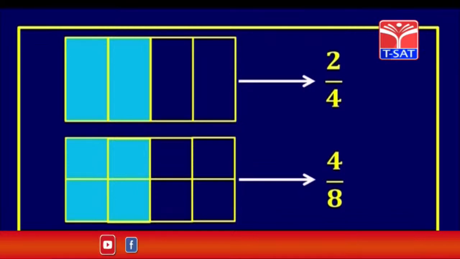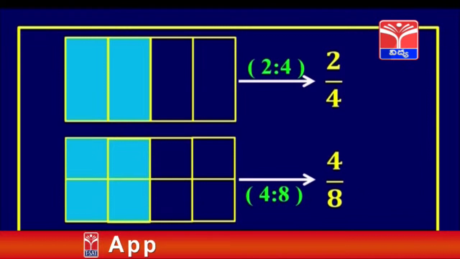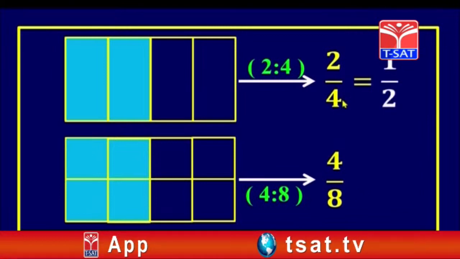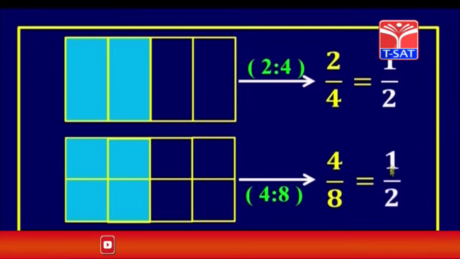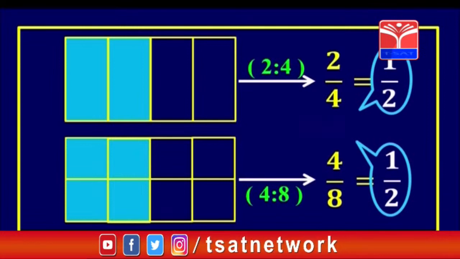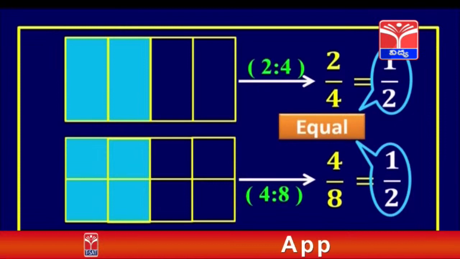Now this fraction 2 by 4 can be written as 2:4. And what about 4 by 8, children? Yes, it is written as 4:8. Now we'll simplify this 2 by 4, children. So we get 1 by 2. Similarly, on simplifying 4 by 8, we get 1 by 2. Now what did you notice, children? Yes, we see that both the ratios are equal here, isn't it, children? That is, 2:4 and 4:8 are equal. That is equal to 1:2, isn't it, children?